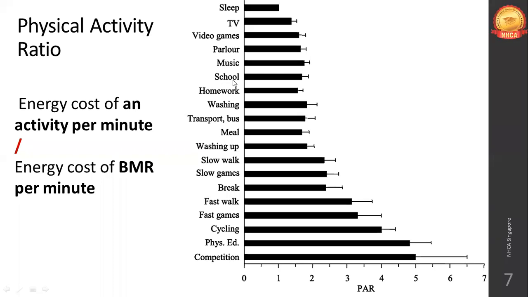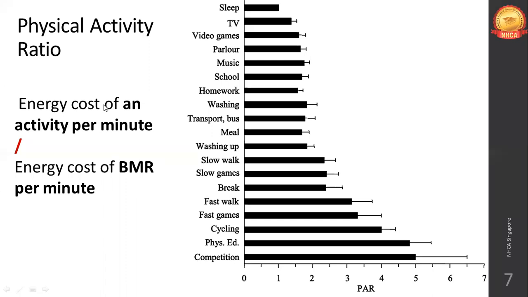Rarely in a dietitian's world will they use this, but just for your information, physical activity ratio is the per minute energy that you use up. Every 1 minute when you are dancing or cycling, how much energy is taken up by your body just to do that physical activity. That idea is given by the physical activity ratio. The formula is: numerator is energy cost of an activity per minute, divided by energy cost of BMR per minute.